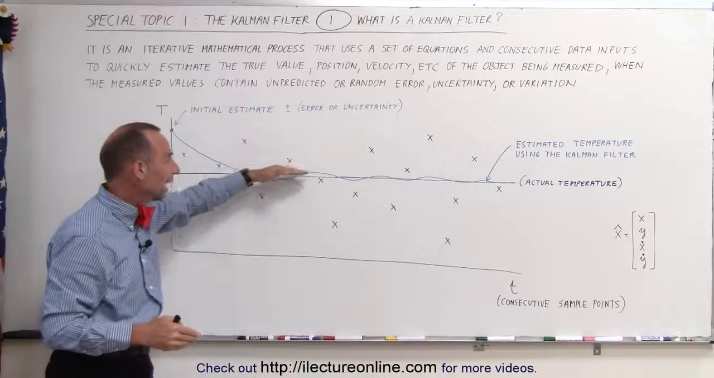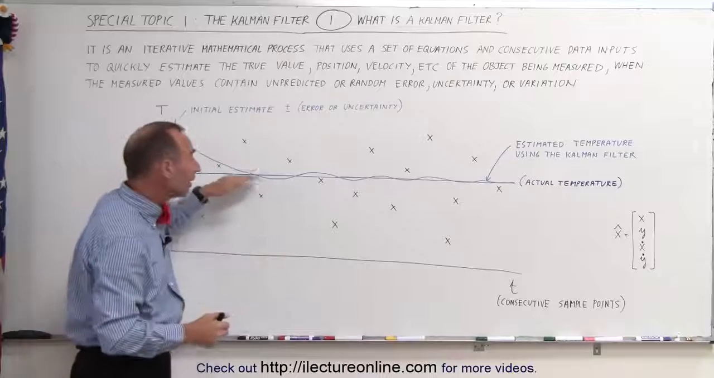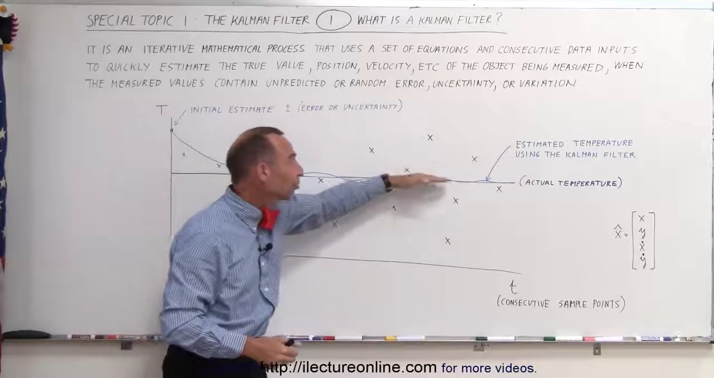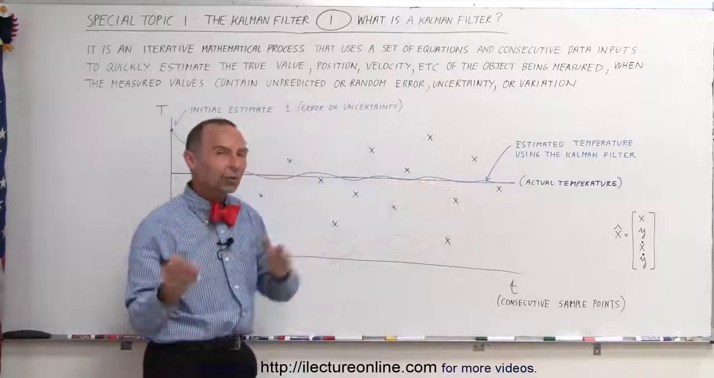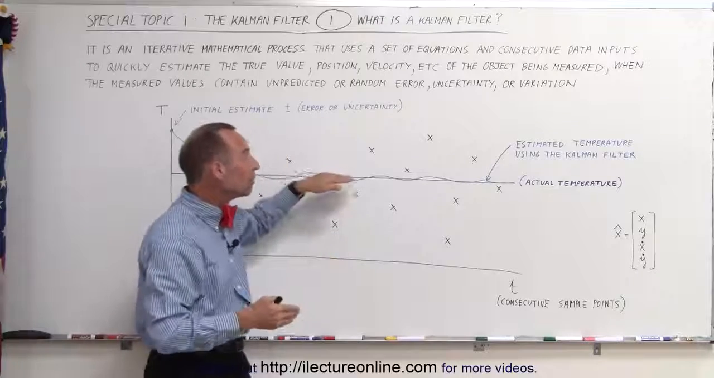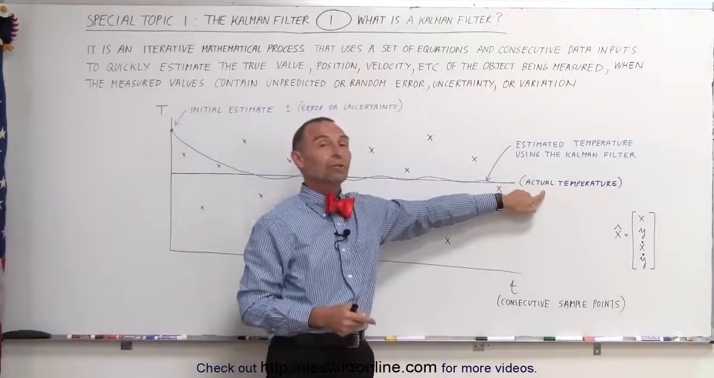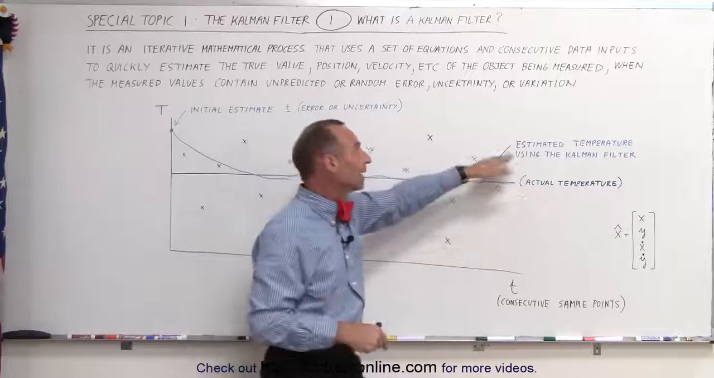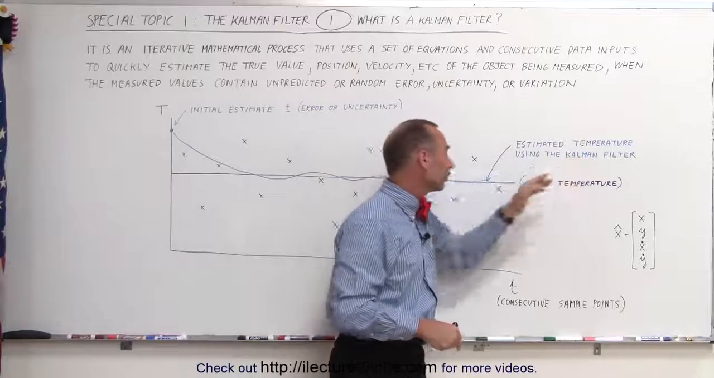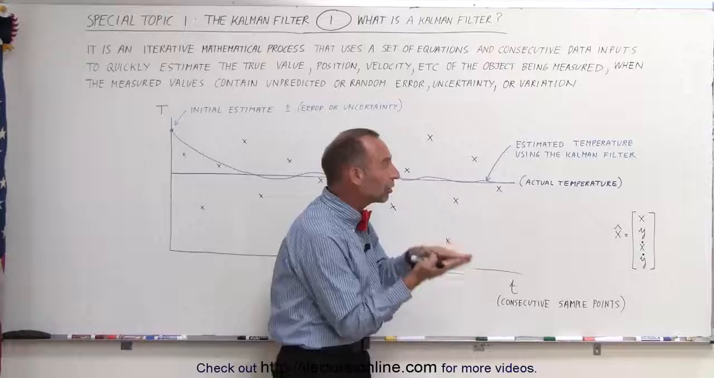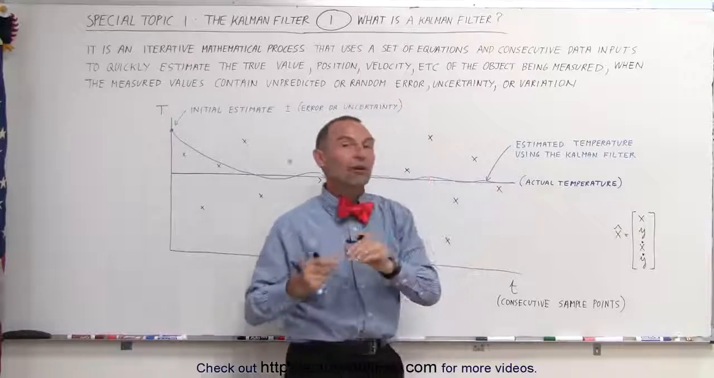Once you get there, as more and more data points come in, the variations become very, very small. The predicted value through the Kalman filter process will be very, very close to the actual temperature in this example. So the estimated temperature using the Kalman filter will zero in and come very, very close to the actual temperature very quickly.